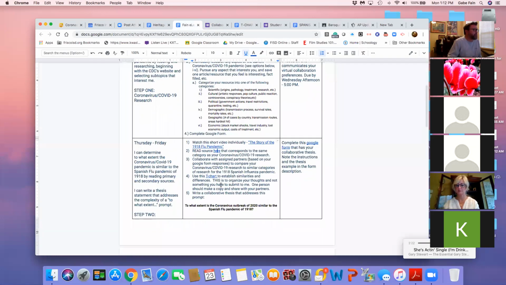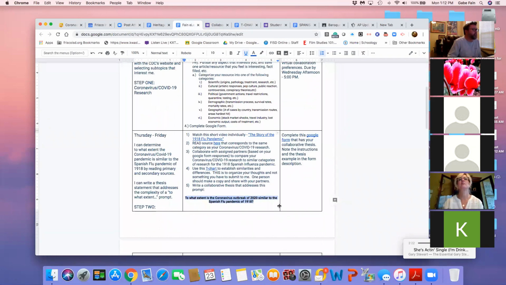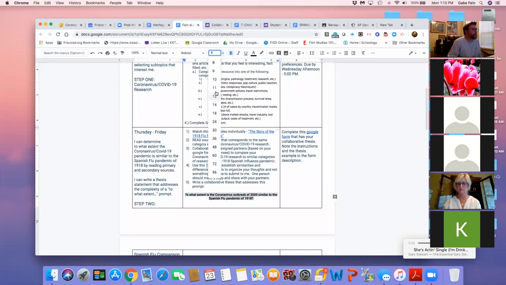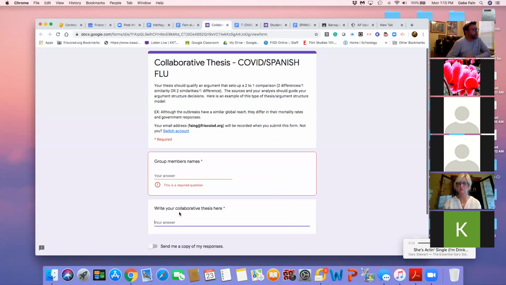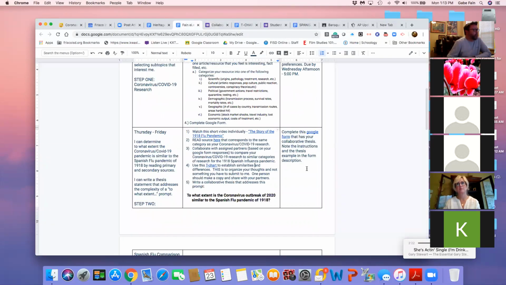So at the bottom of the assignment sheet, you'll see a prompt that looks like the prompts we've been doing all year. To what extent is the coronavirus outbreak of 2020 similar to the Spanish flu pandemic of 1980? So if you look at my sample thesis here, although outbreaks have a similar global reach, they differ in their mortality rates and government responses. If that was what y'all's research showed, then that would be a perfectly acceptable thesis. All you're writing is a thesis, put your names here, everybody that was in your group, and your thesis here. Turn it in, voila, your week is over.